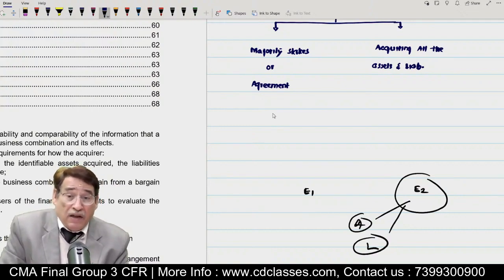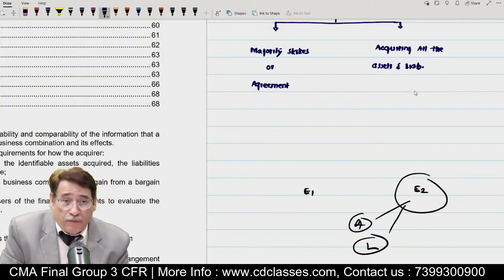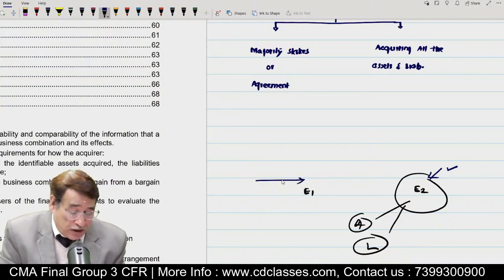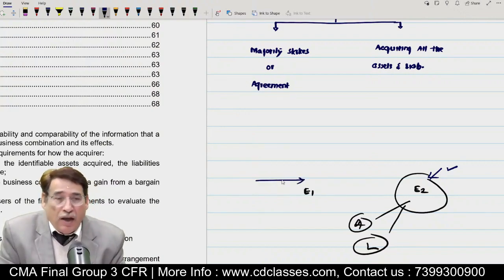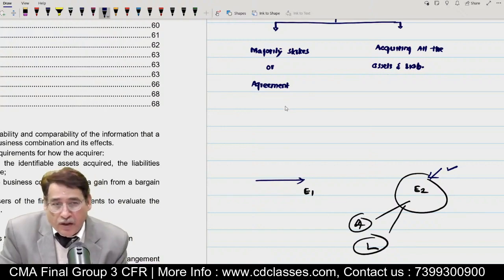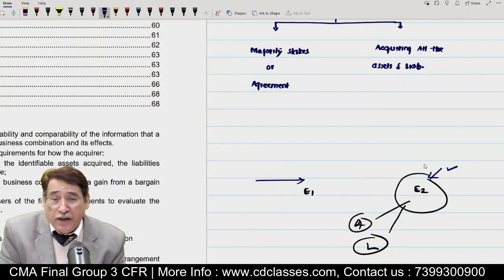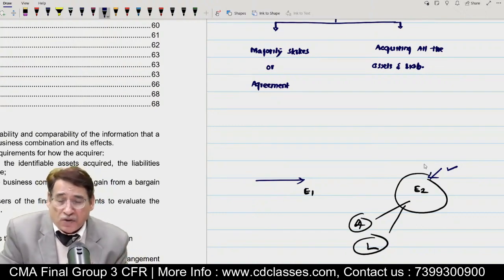In this case, whether the existence of this entity will come to an end or whether it will keep on operating. I have already told you, if we get the control through majority stakes and agreement, the existence of the other entity continues. In this case, what will happen? Will the other entity keep on operating, or will its existence come to an end and it will cease to exist?